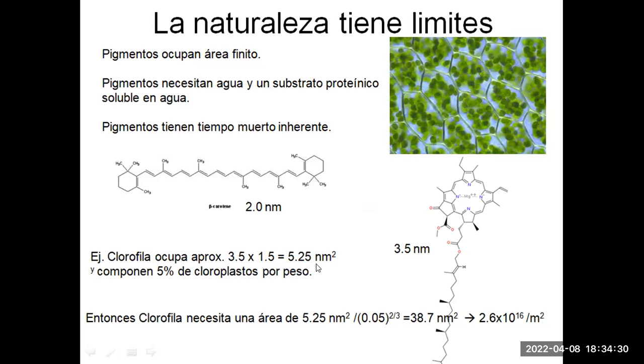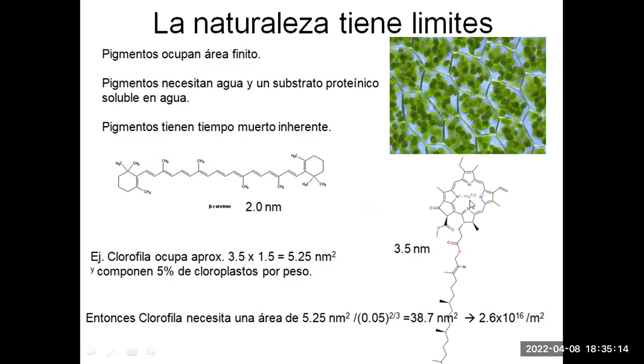Given this information, we can calculate that chlorophyll needs an area of about 5.25 square nanometers, divided by 5%, since only 5% of the whole volume is used by the pigments. We raise that to the power 2/3 because we are taking the ratio of the surface to the volume. That gives us that each of these chlorophyll molecules must occupy a space of about 38.7 square nanometers.